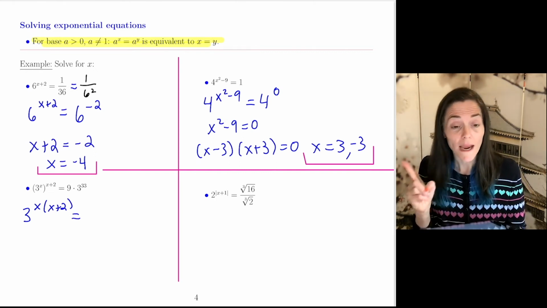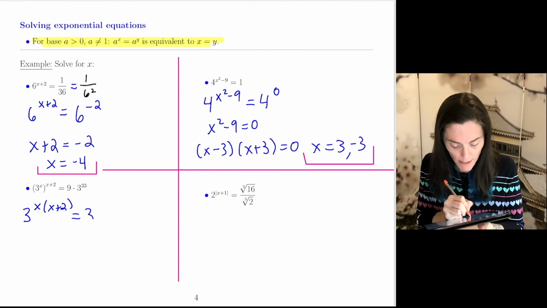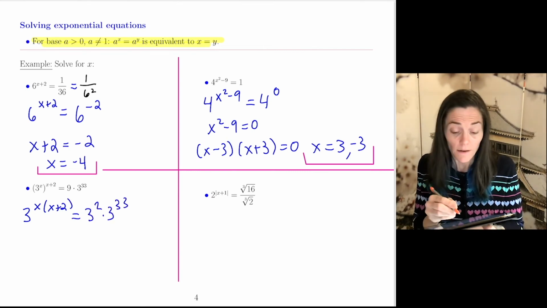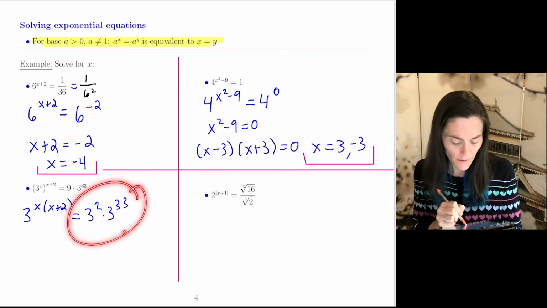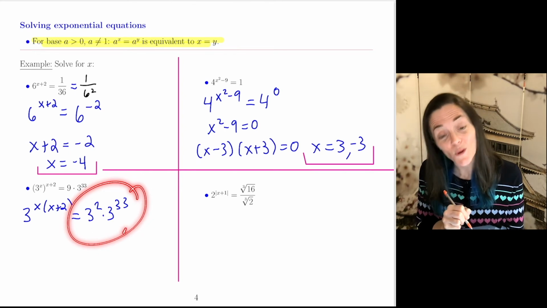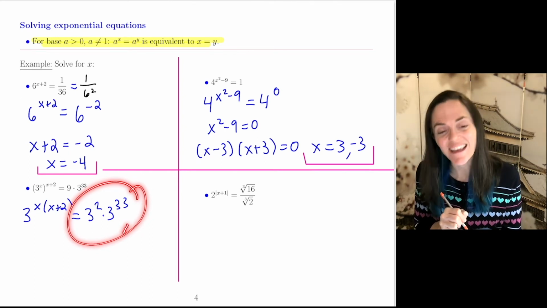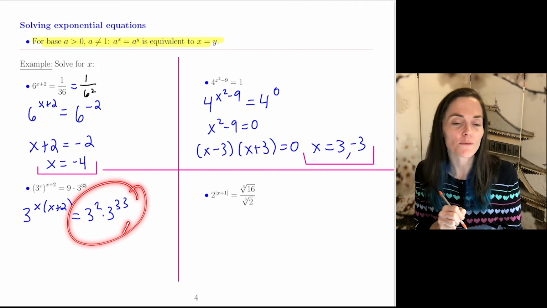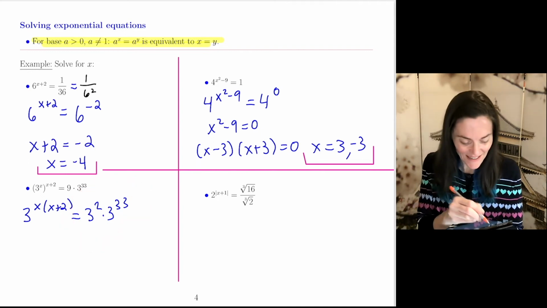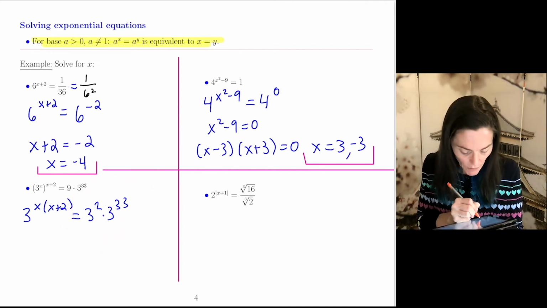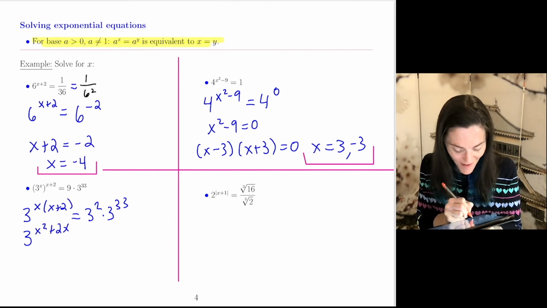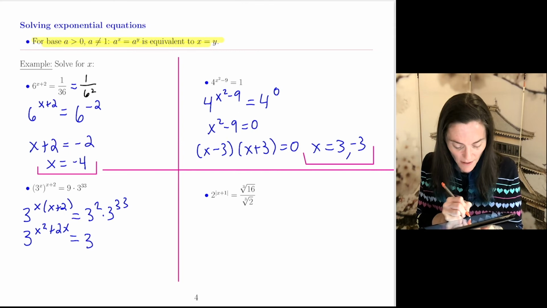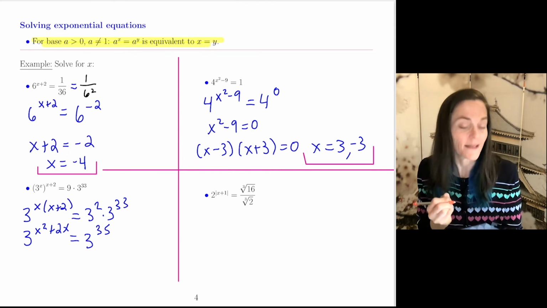Well, my right-hand side, this one is 3 squared, and then I have 3 to the 33. We are going to use another property of exponents here, because here we have 3 squared times 3 to the 33. This is going to be 3 to the 2 plus 33. So let's take another step. We have 3 to the x squared plus 2x on the left. We have 3 to the 35 on the right.